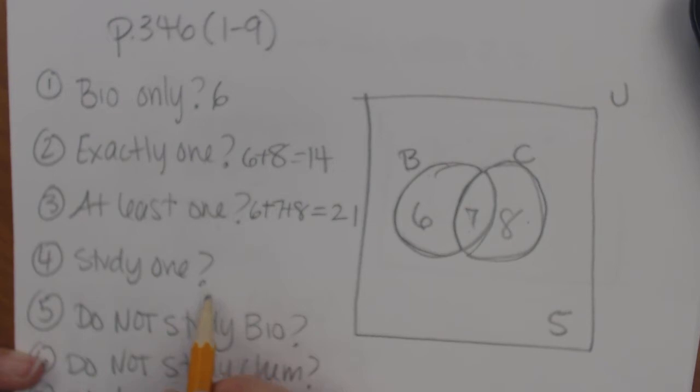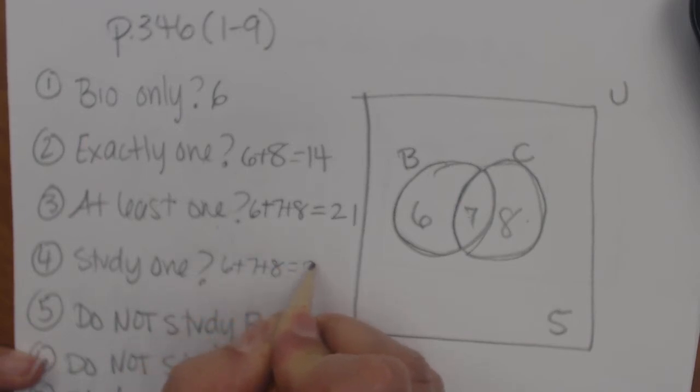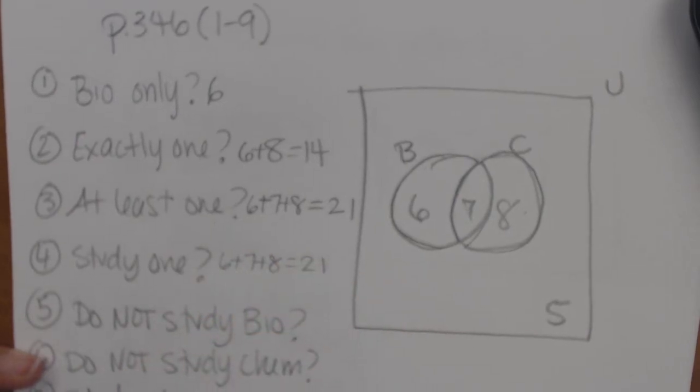Study 1. Now study 1 can mean studying 1 or the other or both. So this is just a different way to ask the same exact question that we just answered. So again, you're going to add those little sections, 6 plus 7 plus 8, and get 21.